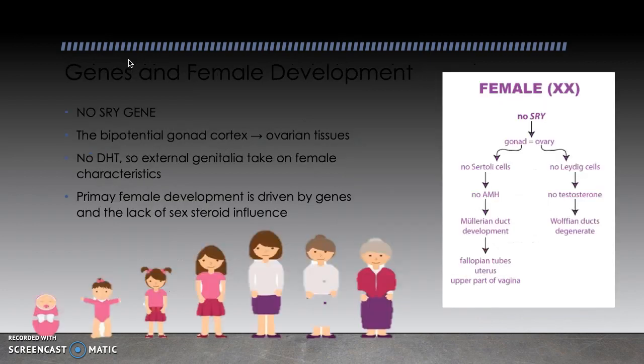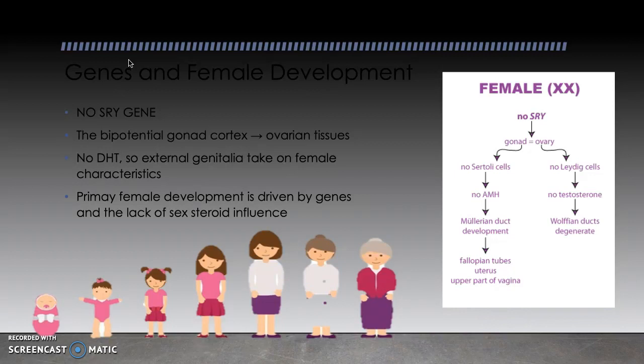While male development occurs under the direction of the SRY gene and is furthered by steroid hormones, female development is a little more fundamental. There is no SRY gene present. Following that, it makes sense that there's no Y chromosome, so females are XX. So if there's no SRY gene present, then the bipotential gonad cortex develops into the ovarian tissues.